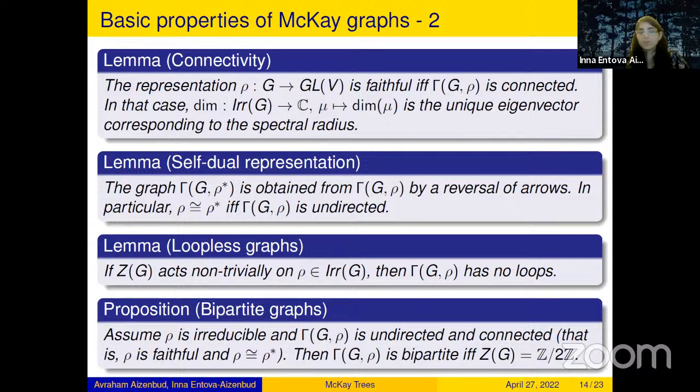And the last thing which it makes sense to mention is what happens when we want to consider bipartite graphs, because after all, the trees which we are considering are of course bipartite. And so in this case, we have the following statement. If our representation rho is irreducible and faithful and self-dual, so that means in particular that the graph is undirected and connected, then we can say that the graph is bipartite if and only if the center of the group is just a cyclic group on two elements.